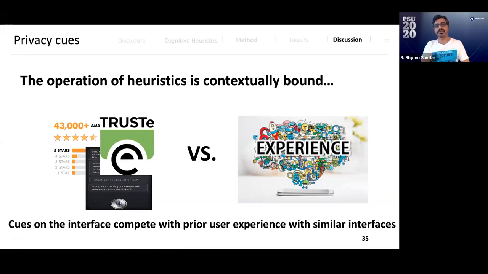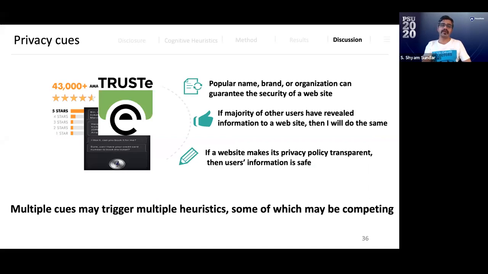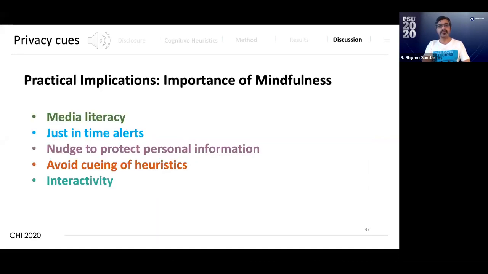Of course, cues and the heuristics they trigger may not have the same effect on all sites. They probably compete with prior user experience in a given site, as we saw with some of the significant associations with non-cue related rationales for disclosure. And the reality of online spaces is that there are often multiple cues present, which may simultaneously trigger multiple heuristics that may compete with one another, which provides an exciting topic for future research. Next, we address the so what question. So what if cues trigger heuristics that lead to disclosure of private information?